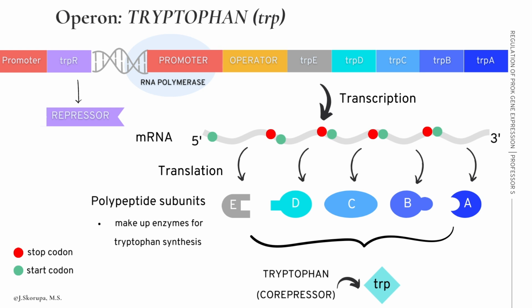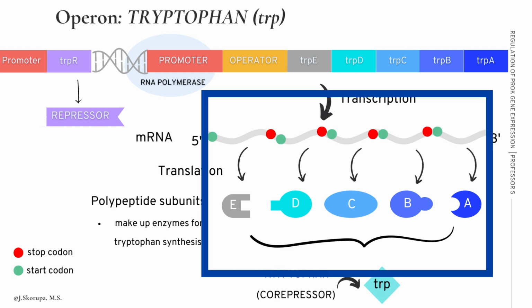Check out this image. Notice the single strand of mRNA, 5' to 3', with start codons in green and stop codons in red. In between each start and stop codon are the RNA codons that will be translated into a gene. So how many genes does this mRNA code for? It codes for 5. Following transcription, operon genes are translated by ribosomes into polypeptide subunits that make up enzymes for tryptophan synthesis. Those polypeptide subunits are E from trpE, D from trpD, C from trpC, B from trpB, and A from trpA.